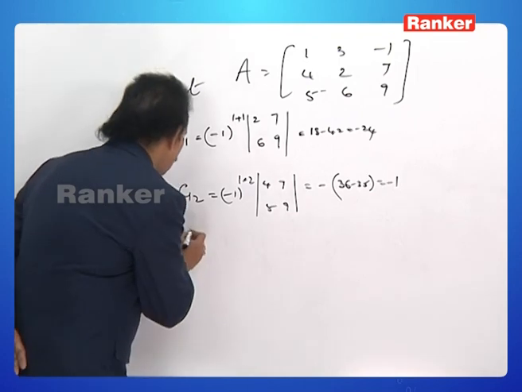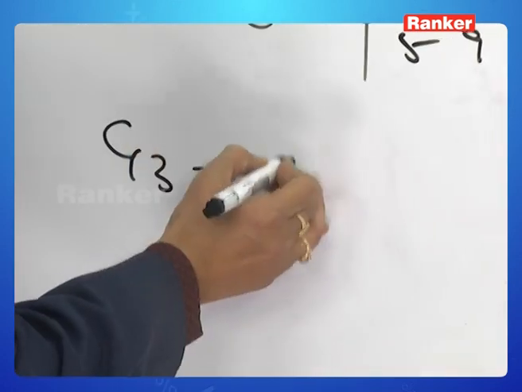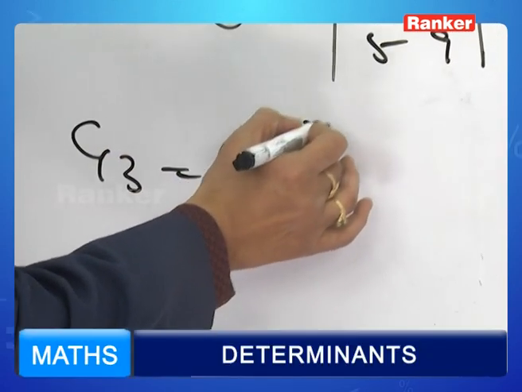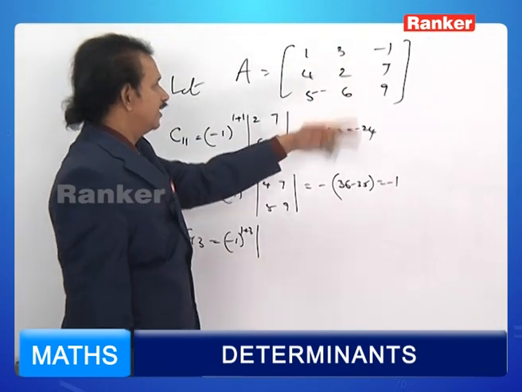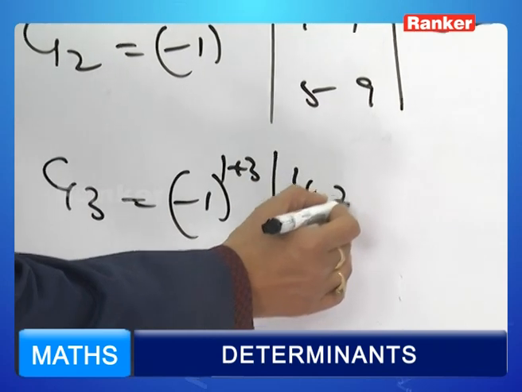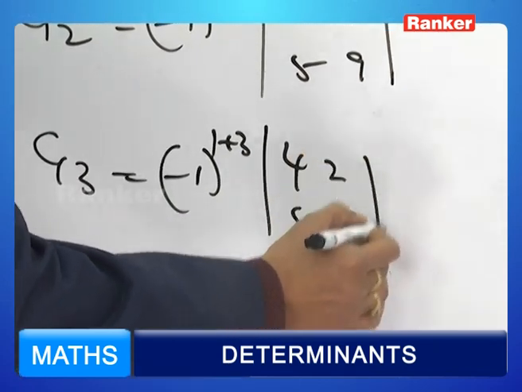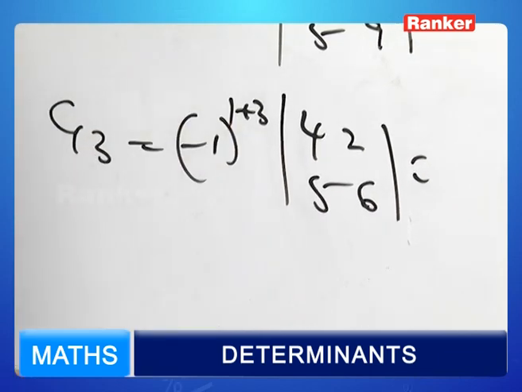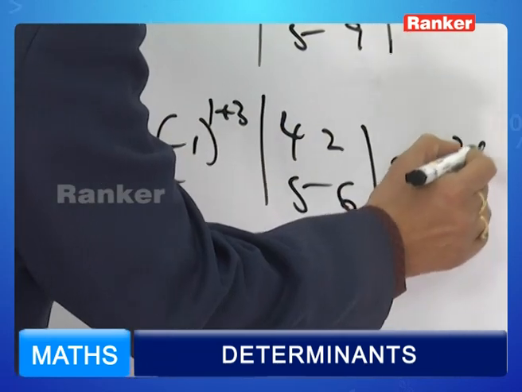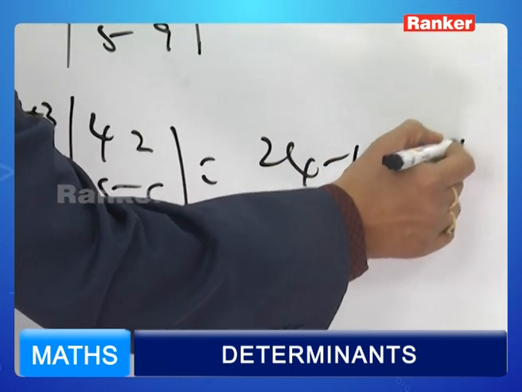And C13, suppose you have minus 1 whole power 1 plus 3. First row, third column. Remove that. 4, 2, 5, 6. 1 plus 3 is 4. Minus 1 whole power 4 is positive. So 24 minus 10 is nothing but 14.